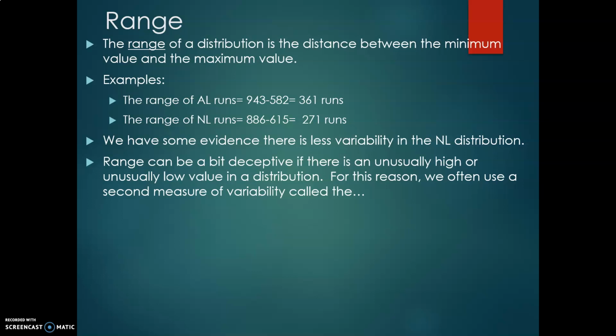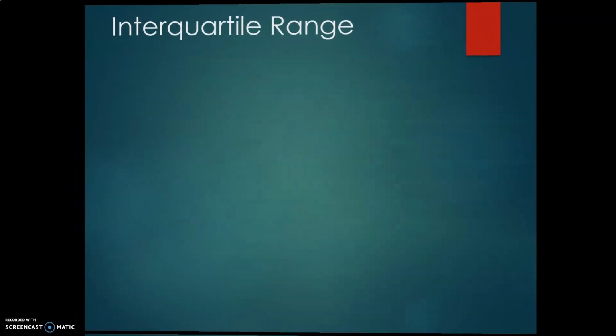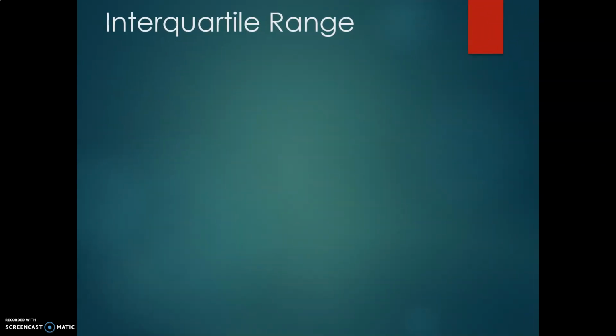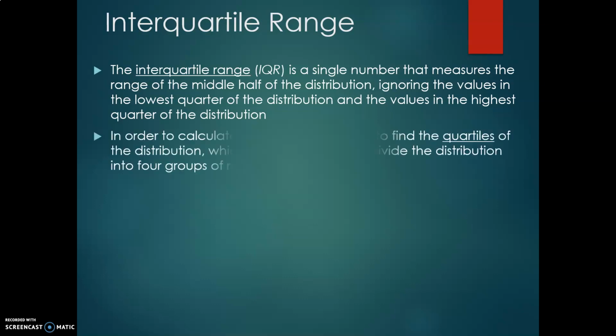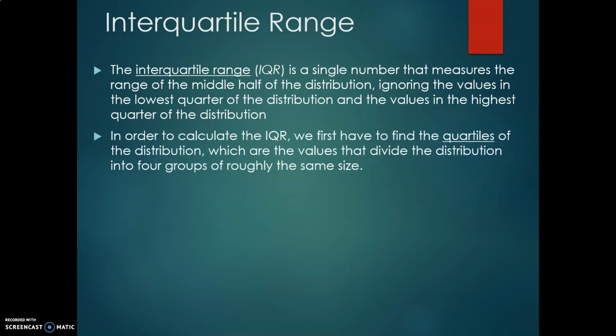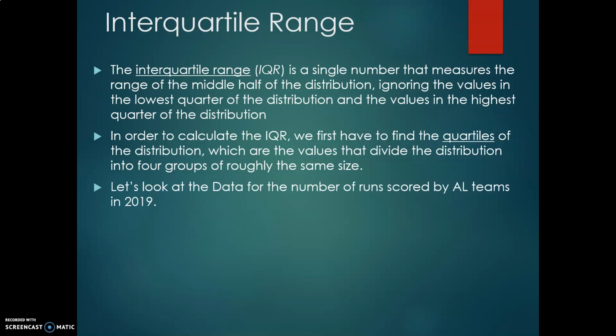So sometimes it's a really good idea to look at a second measure of variability, which is simply the interquartile range. What that focuses on is the middle half of your data. So it ignores the values at the very top, it ignores the values at the very bottom, and it looks at just that middle half of your data. To do that, we have to find quartiles. So that's where we have to start.